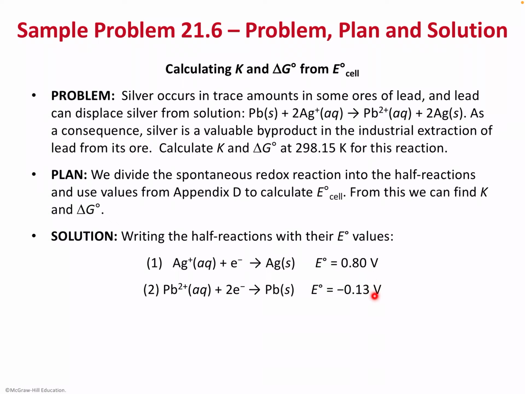Now between these two, this is the more negative value. So lead becoming lead 2 plus would be the reducing agent, and silver ion would be the oxidizing agent. This would be oxidizing and this would be reducing.